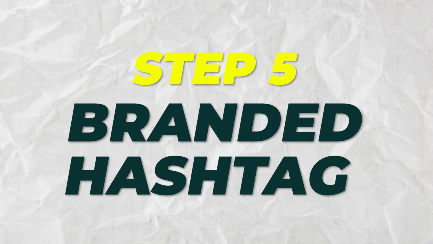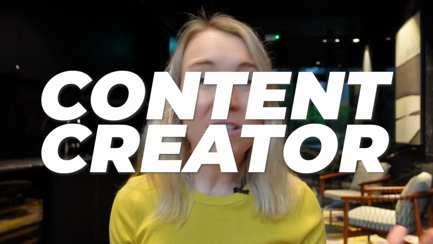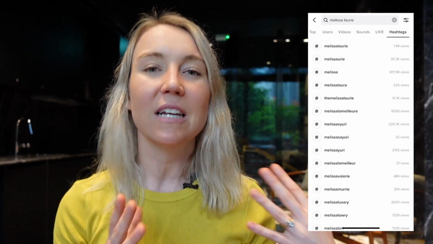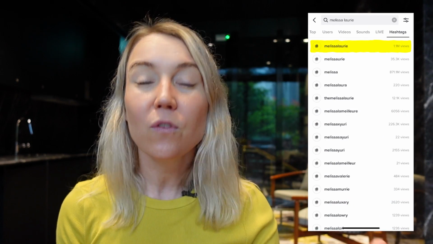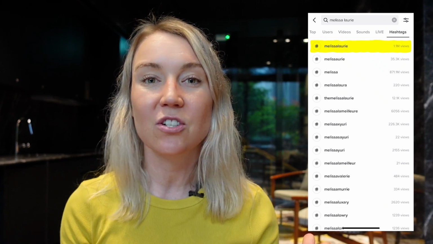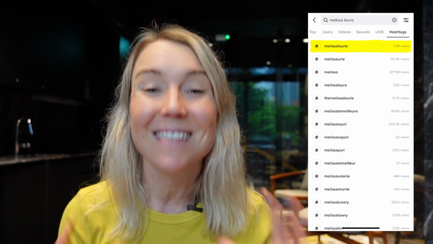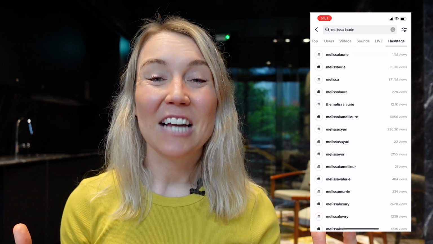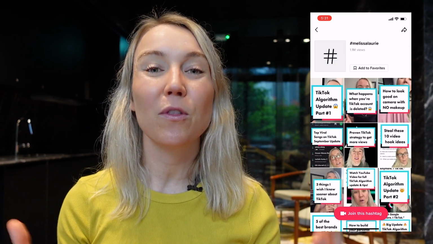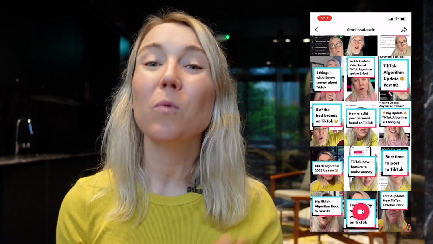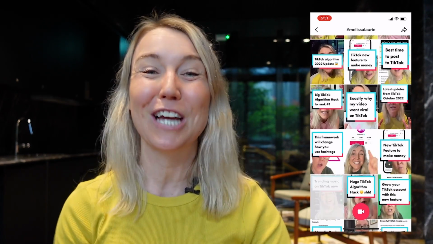TikTok hashtag number 5, branded hashtag on TikTok. Whether you're a brand or a content creator on TikTok, you want to let the TikTok algorithm know that you're a person of influence on TikTok. And one way to do that is to create your own branded hashtag on TikTok. Just like I've done here, you can see the number of views that I've gotten on my own branded hashtag on TikTok, and you can do exactly the same. By using a branded hashtag on TikTok, it means the TikTok algorithm can learn more about you, and it should be a really big part of your TikTok hashtag strategy.